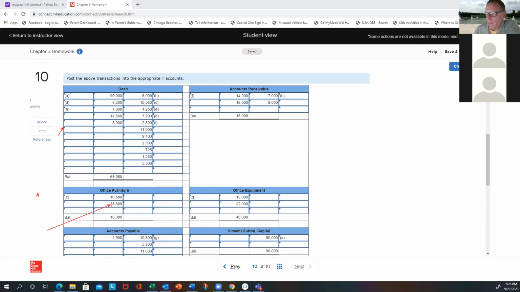So we bought office furniture. It's an asset, so you're increasing it with the debit, and you're also increasing a liability with the credit as well. This 2,900, when we debit it, you're just paying some of what you owe. That's what that debit means for accounts payable.